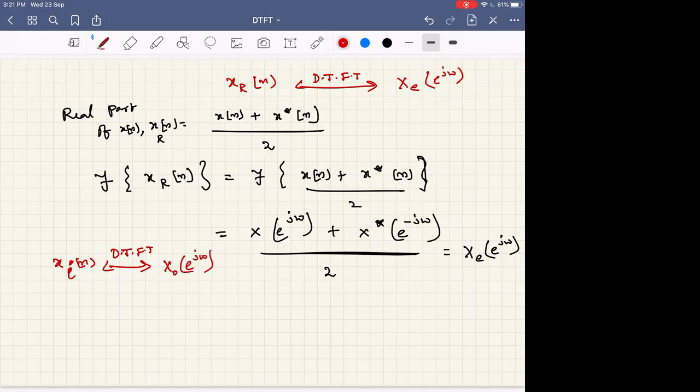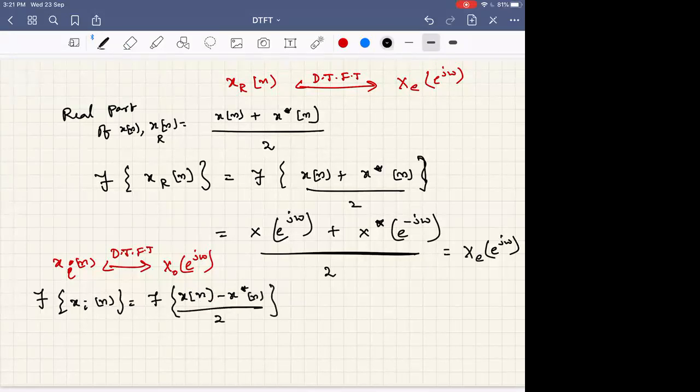Just check with j what will happen. The Fourier transform of the imaginary part of x of n is equal to the Fourier transform of x of n minus x star of n, divided by 2. Just take care of the j term.